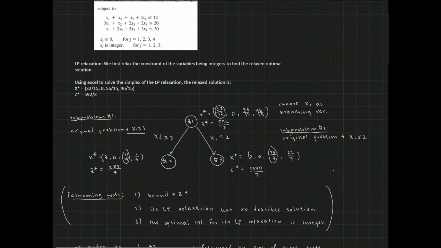So we know x1 has to be greater than or equal to 3, or less than or equal to 2. So subproblem 1 is our original problem plus this ceiling constraint, and subproblem 2 is our original problem plus this floor constraint. Now, let's look at our solution for subproblem number 1.